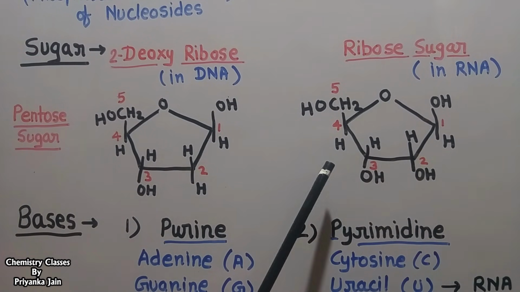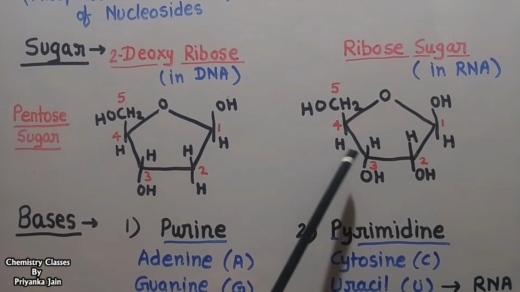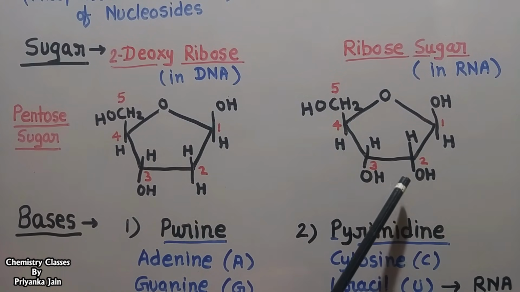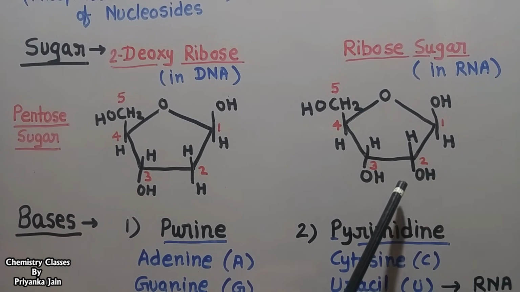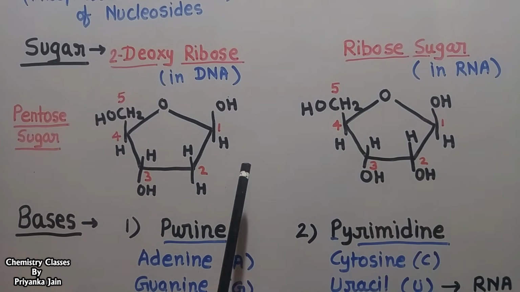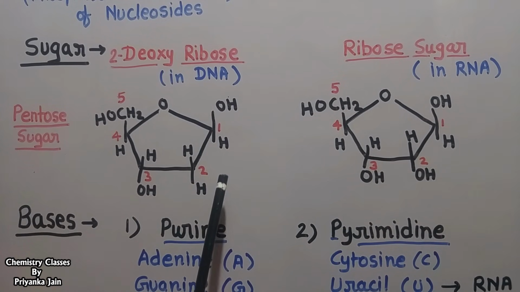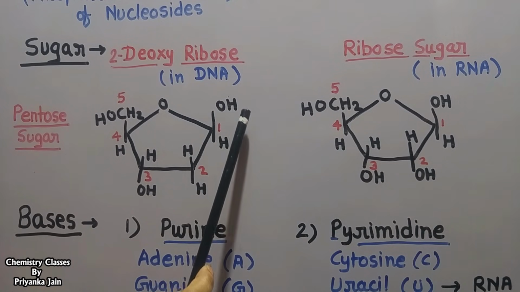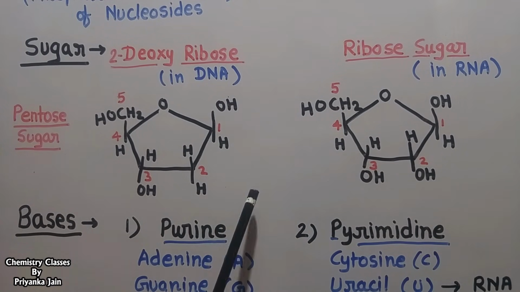While in the case of RNA, ribose sugar is present. This is also a pentose sugar and they have almost the same structure, but in this case at the second carbon atom there is a hydroxyl group present. So it is a ribose sugar. If we see the configuration, both the sugars have the beta configuration. It means the hydroxyl group is present at the upside. This at the first carbon atom is upward, so it is beta configuration.